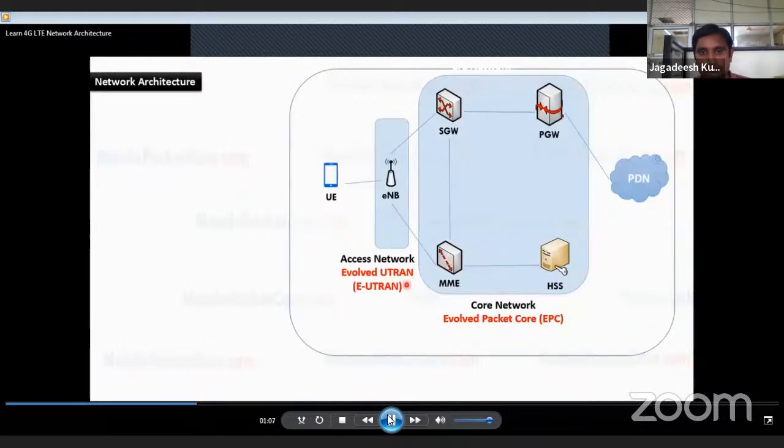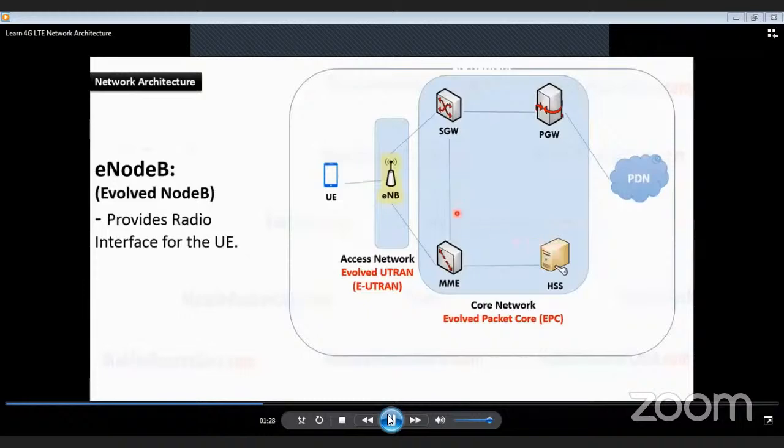The LTE network contains the access network and the core network. The access network is called Evolved UTRAN, and it contains the eNode Bs, while the core network is called the Evolved Packet Core, EPC, and it contains the MME, SGW, the PGW, and the HSS.